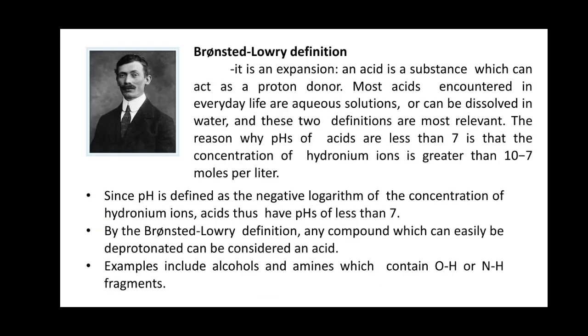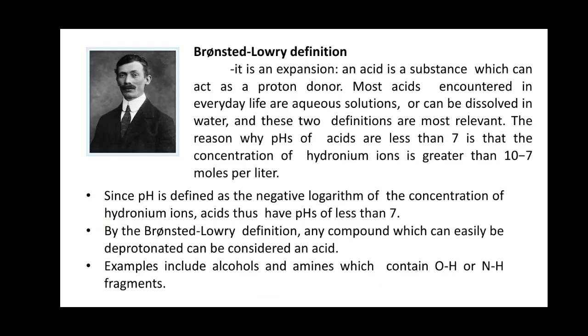Bronsted-Lowry definition: an acid is a substance which can act as a proton donor. Most acids encountered in everyday life are aqueous solutions or can be dissolved in water, and these two definitions are most relevant, as the reason why the pH of an acid is less than 7 is that the concentration of hydronium ions is greater than 10 to the power of minus 7 moles per liter. Since pH is defined as the negative logarithm of the concentration of hydronium ions, by the Henderson equation, acids thus have a pH of less than 7.